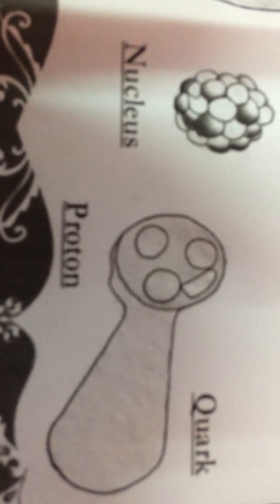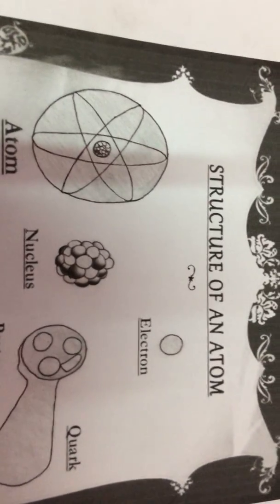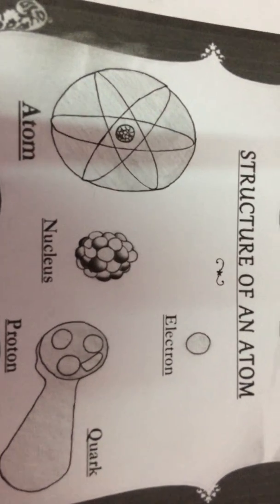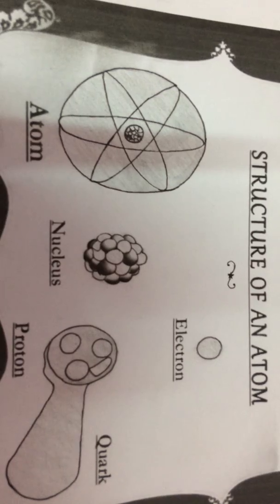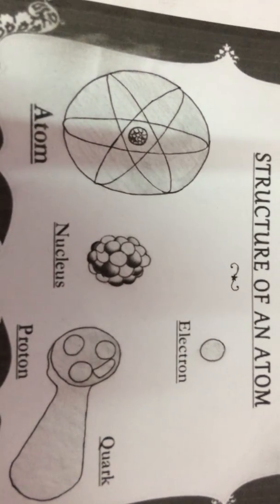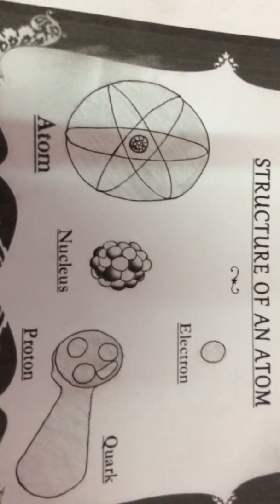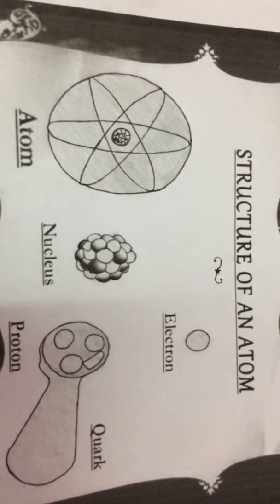Neutrons were discovered by James Chadwick. A neutron is a subatomic particle with mass equal to that of a hydrogen atom and carrying no electric charge. Now let's try to understand the terms atomic number and mass number.